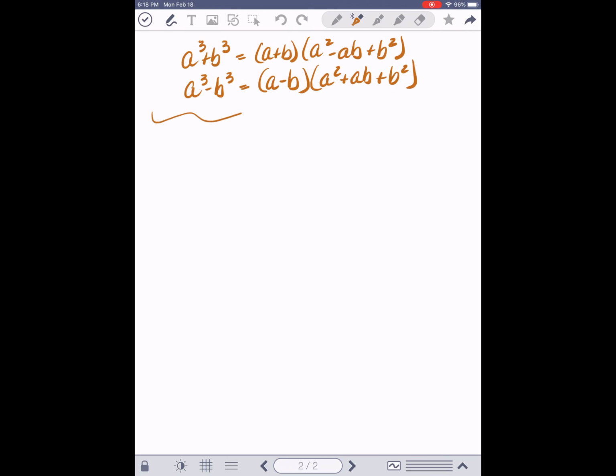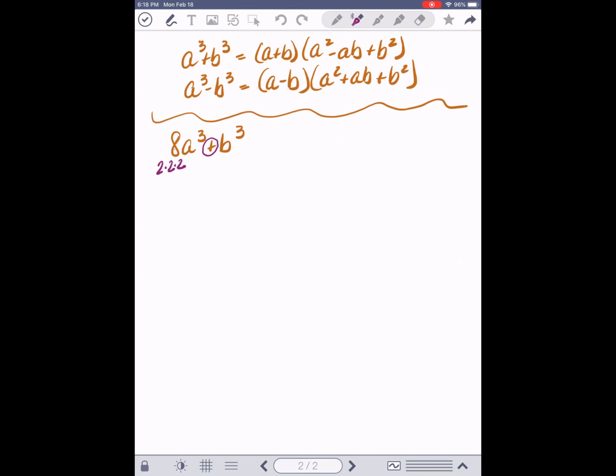Let's take a look at an example here. We have 8a cubed plus b cubed. Do we have two perfect cubes here? Well, 8 is 2 times 2 times 2, that equals 8. We have a cubed, so that's a times a times a. And we have b cubed, that's b times b times b. So we do. In this example, we have the sum.